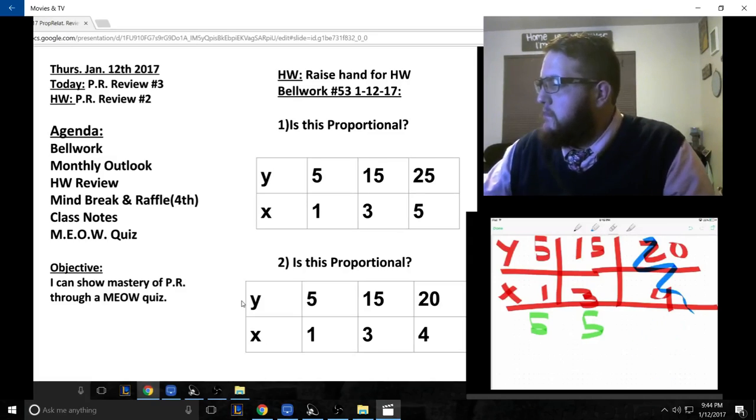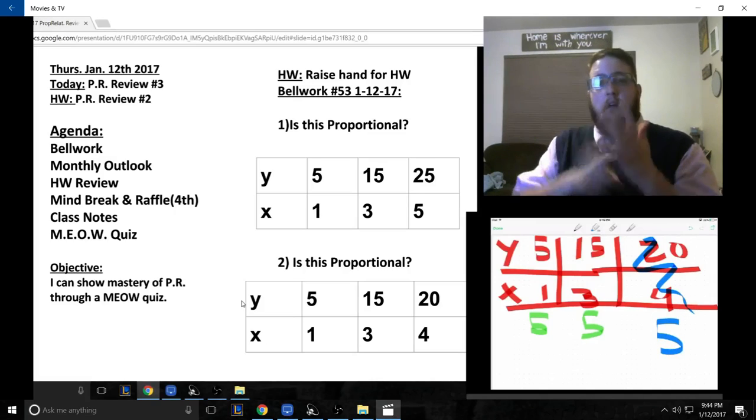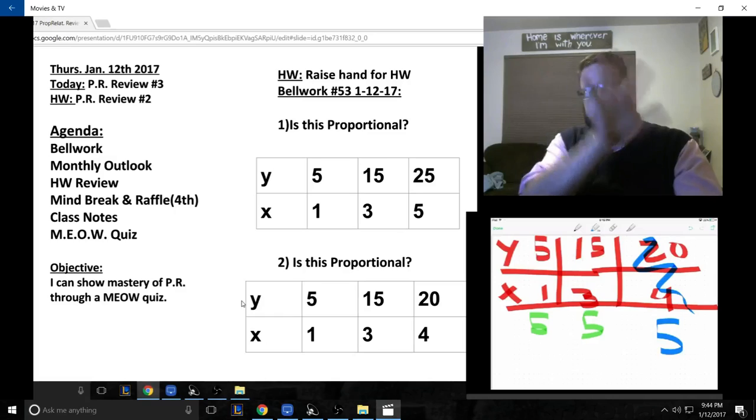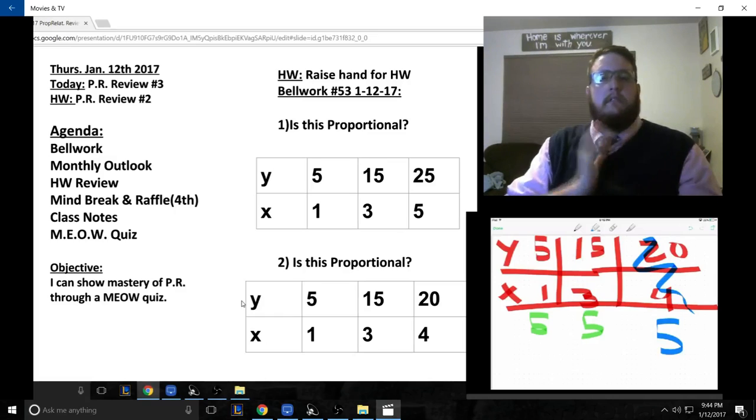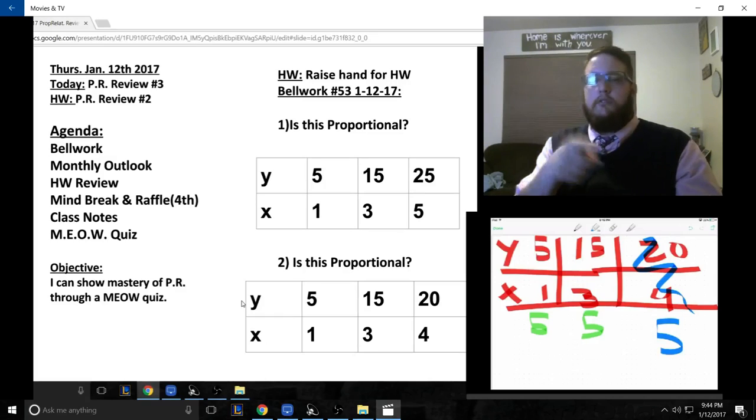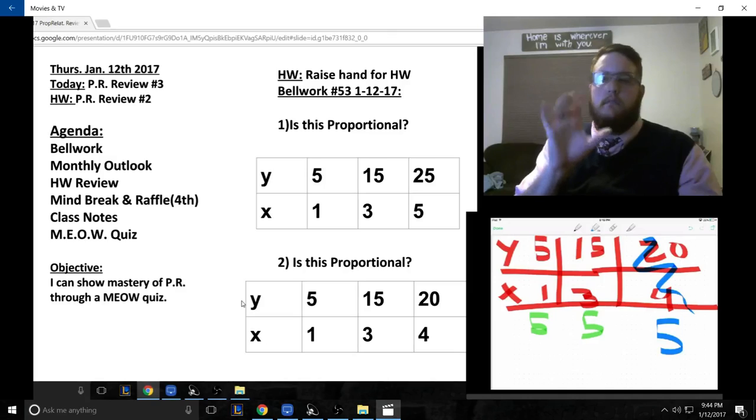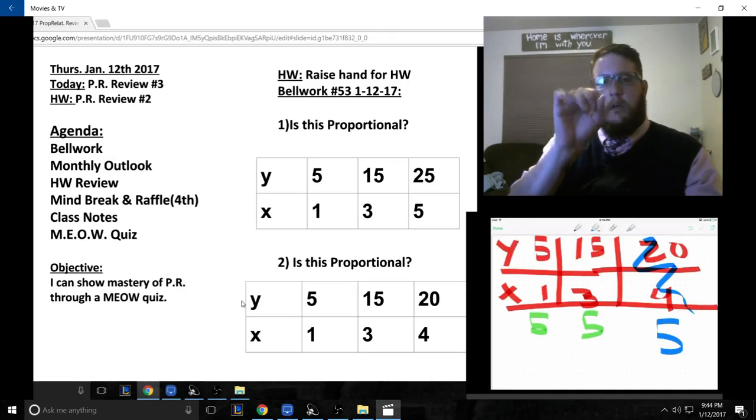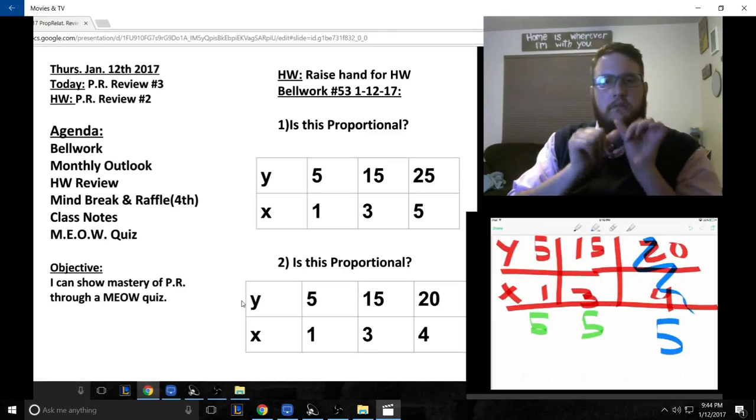Once again, you'll notice that each of our rates of change are 5. Therefore, because each of our rates of change are the same, we can determine that it is a constant rate of change. And because it has a constant rate of change, the table is in fact proportional.